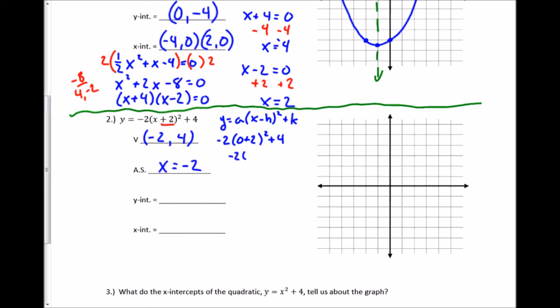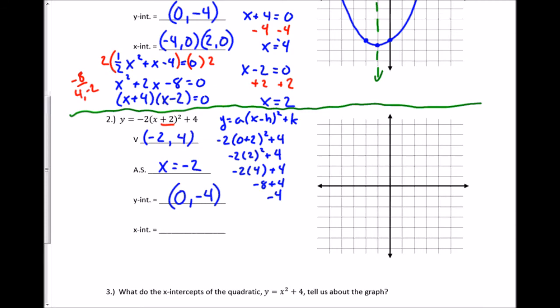That's going to give me a 2 squared inside the parentheses here. That's a negative 2 times 4, which is a negative 8 plus 4, which is a negative 4. Okay? So just be careful there. I plugged a 0 in for x, got a negative 4 out for y.